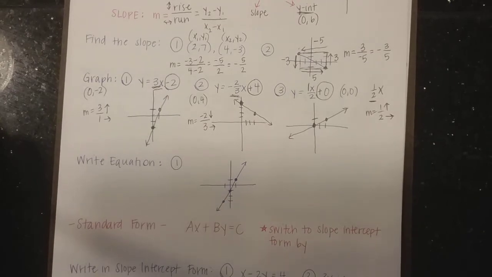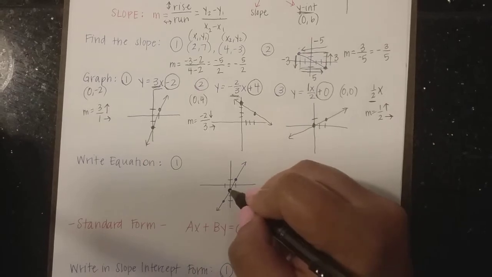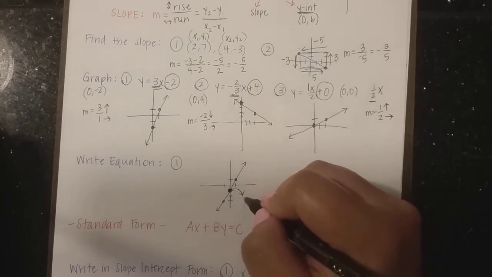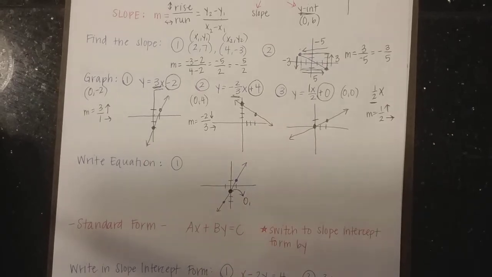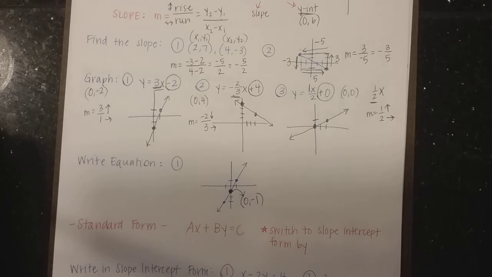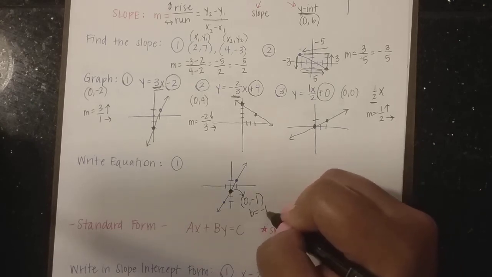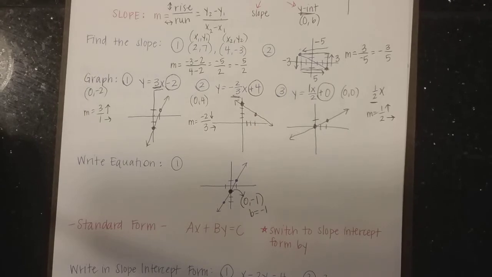Okay, so I'm going to start with the y-intercept because that's very quick, very easy. And my y-intercept is right here. So for that y-intercept, my ordered pair, remember y-intercept is always 0, something. And that something is going to be a -1 because that's where I'm at on my y-axis. So my y-intercept is 0, -1. So that means b equals -1.